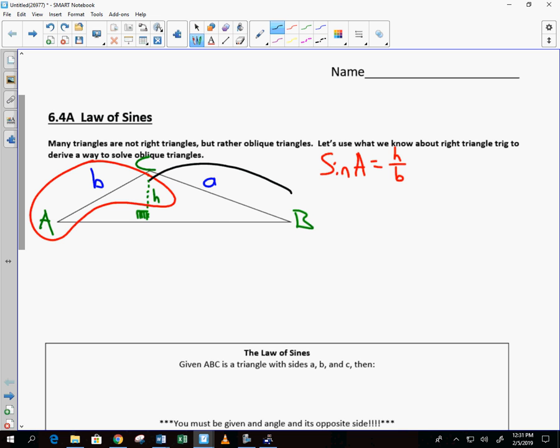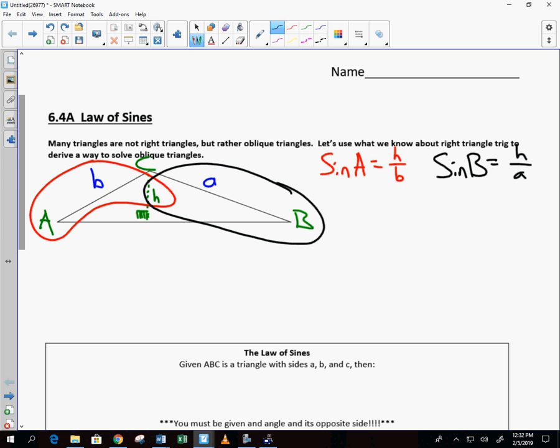Now I'm going to grab the second grouping. Which trigonometric function has to do with those? Sine again. Sine of angle B is what? H over A. Hey, both of those expressions have what? An H. I'm going to solve for the H.